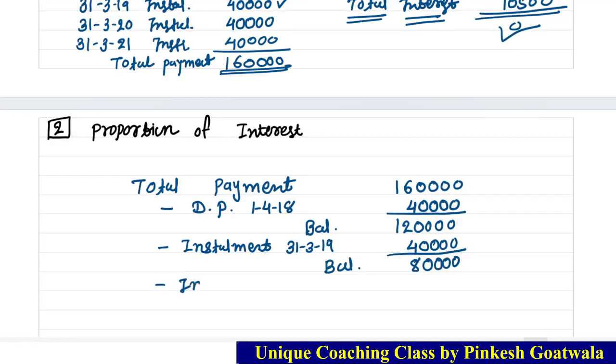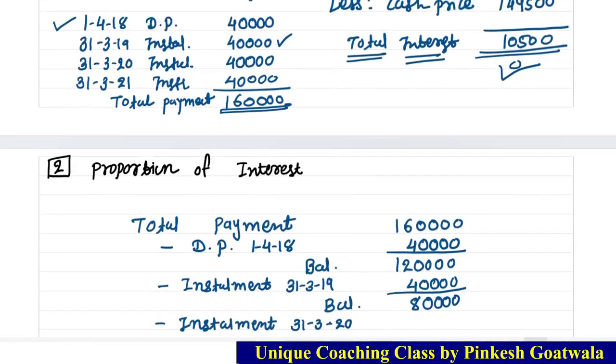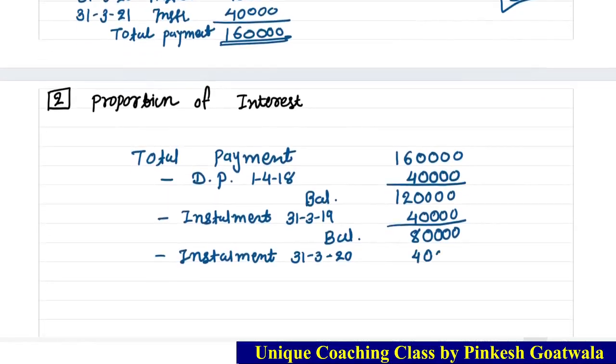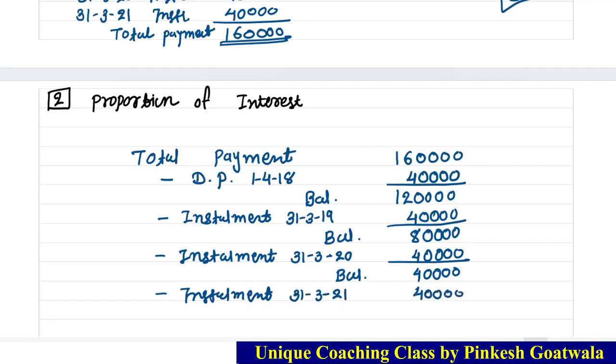Then again we paid an installment on 31st March 20. How much installment did we pay? Again 40, the installment is always 40. So remaining 40,000 balance. Again we paid an installment on 31st March 21, that is 40. Now the balance is nil. The balance is no longer remaining.